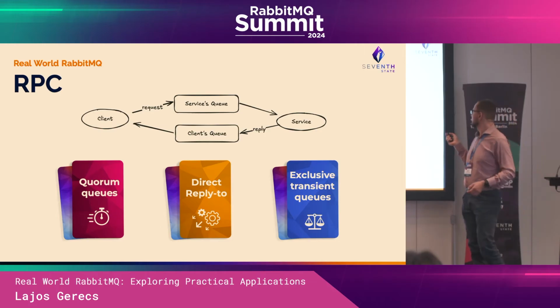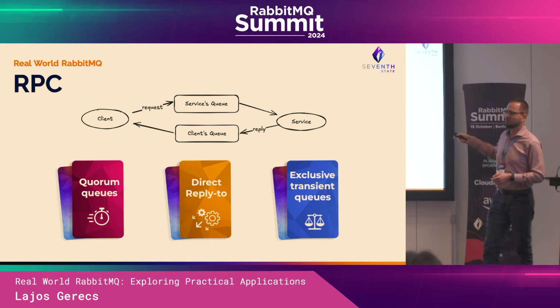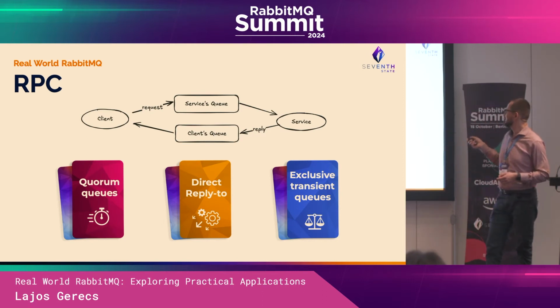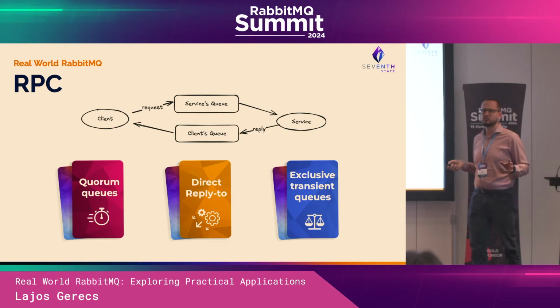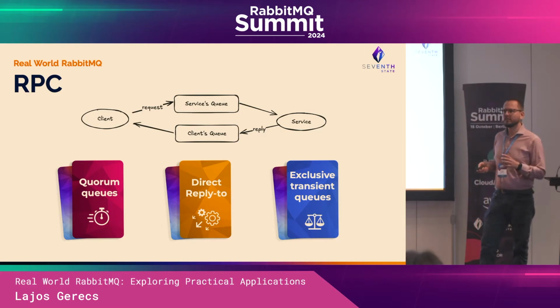RabbitMQ gives us exclusive transient queues as well. This is kind of important for 4.0. I don't know if you have heard about these changes, but exclusive transient queues are allocated to a connection, right? So what that means is that if you get disconnected, the queue and the messages are basically deleted.